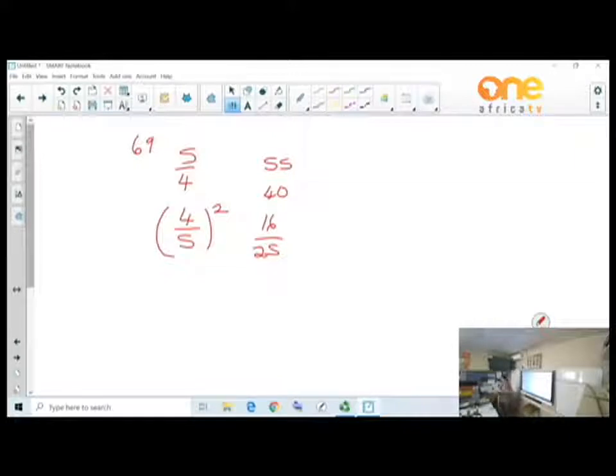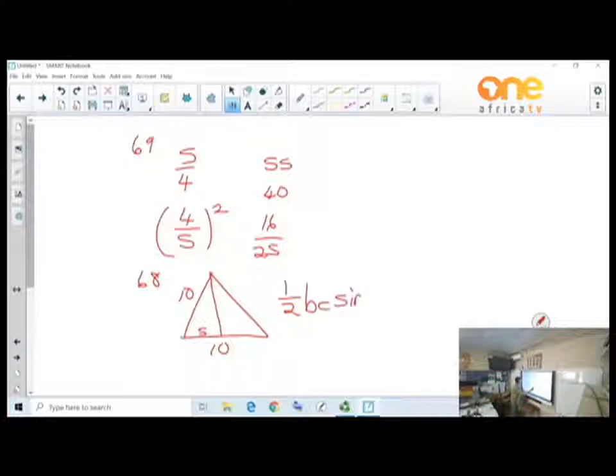Okay, question 68. Calculate the area of an equilateral triangle with sides 10 centimeters. There's the equilateral triangle. Now, there are two ways. Remember that one half is 5. So I can use half base times height, calculate that side, and then get the area. Or you can work with any triangle, half bc sine A, and we know that an equilateral triangle has 60 degrees. So that's another method to do it.